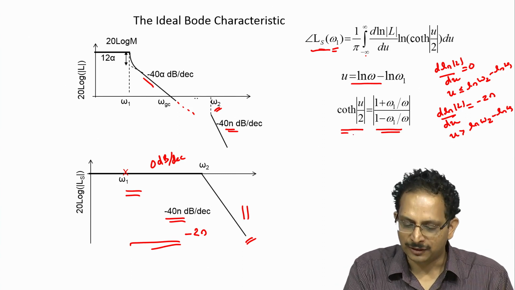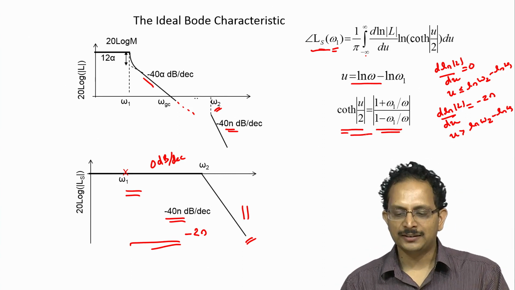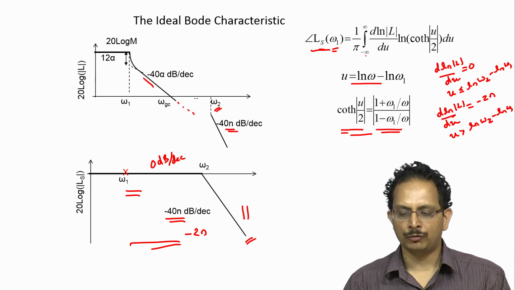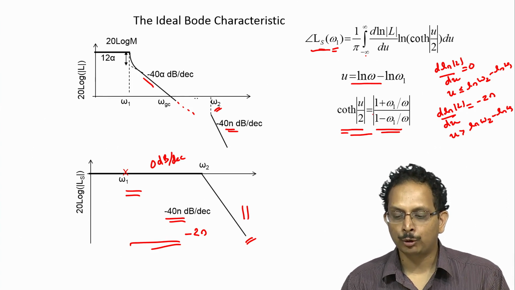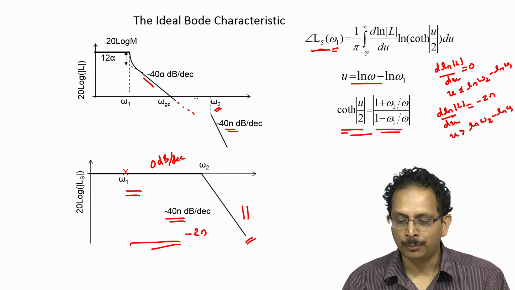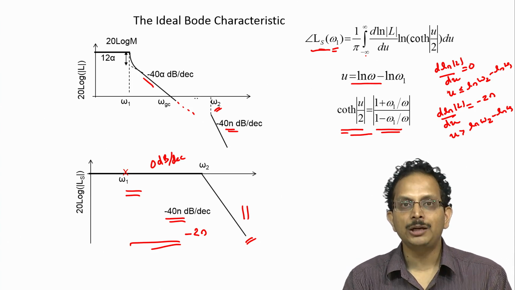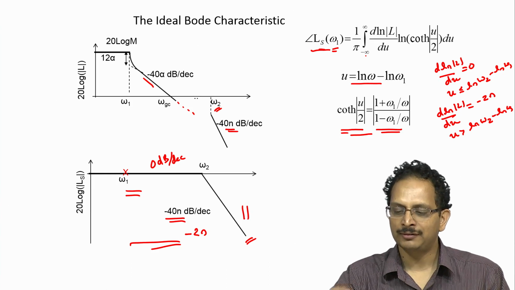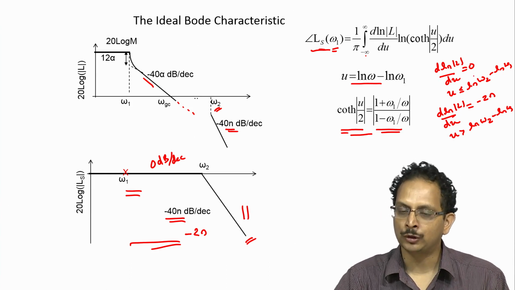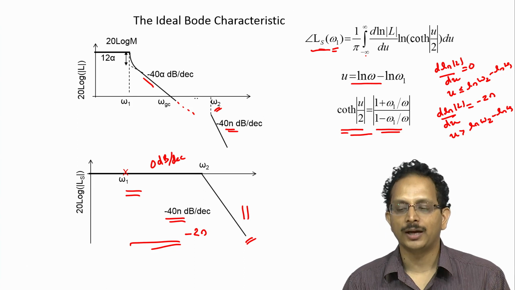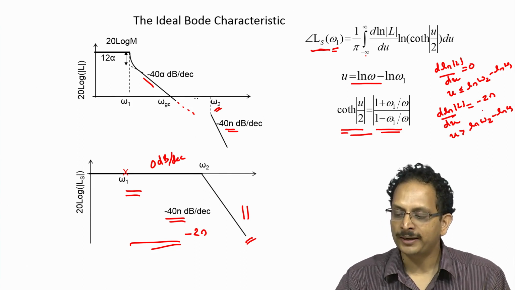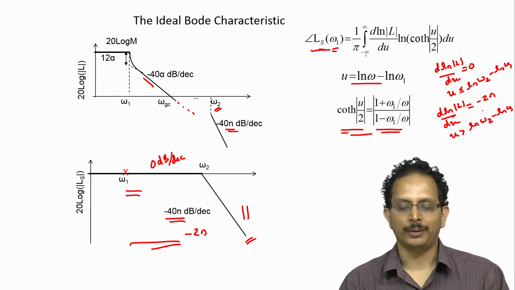So, we have the first fact that coth of magnitude of u by 2 is given by magnitude of (1 plus omega 1 by omega) by (1 minus omega 1 by omega), and second we have that, given the special magnitude characteristics, the slope of the magnitude characteristic is 0 up to frequency omega 2 and equal to minus 2n for frequencies beyond omega 2.